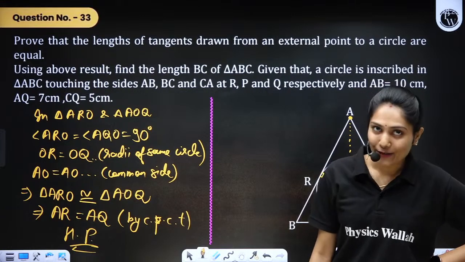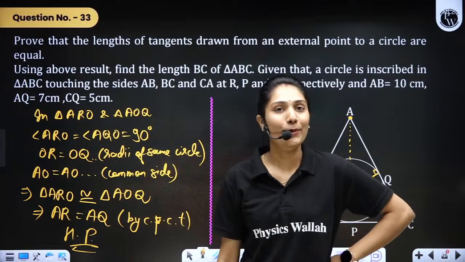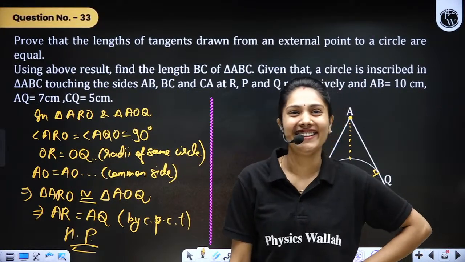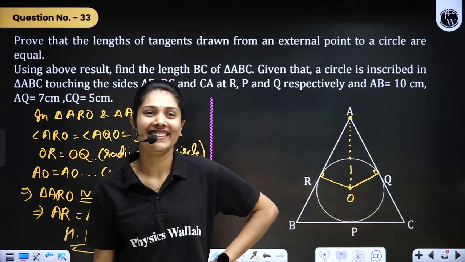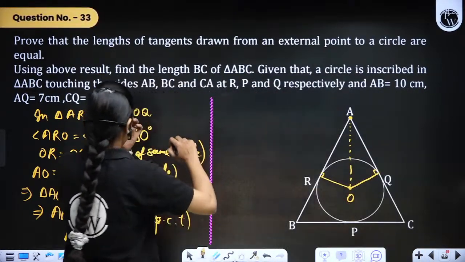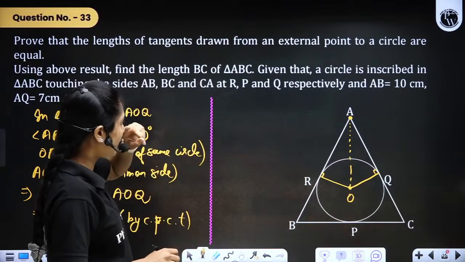Yes, that's why angles ARO and AQO are 90 degrees. Okay, Keshav? Is that clear? Okay, beta. Now the next part is using the above result. Find the length of BC of triangle ABC.